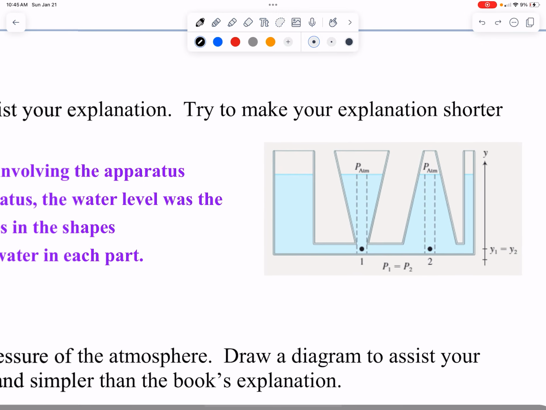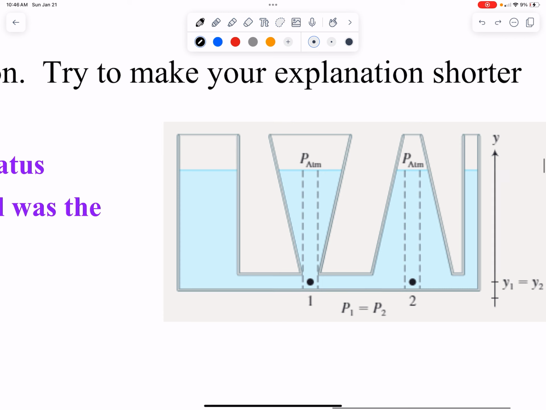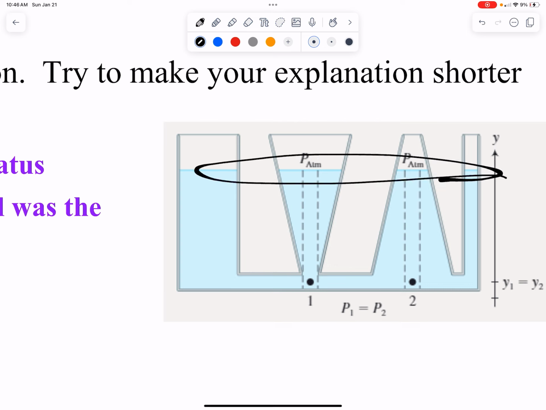Well, what he found is no matter what the configuration or the shape of the container, as long as it was open to the atmosphere and contained the same atmospheric pressure, obviously pushing on it, it would be filled to the same water level, and thus the pressure at any height, or in this case depth, would always be the same.